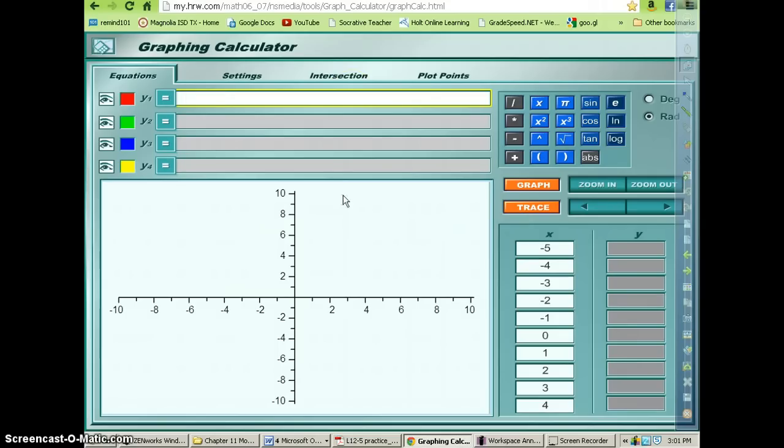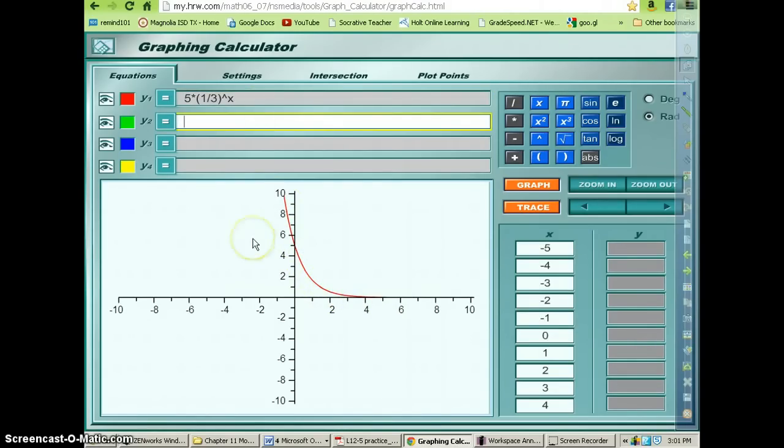Okay, so I'm going to input the first one. Number 1 says y equals 5 times 1/3 raised to the x. When you graph that, it looks like this. That is exponential decay. As x increases, your y's are decreasing.